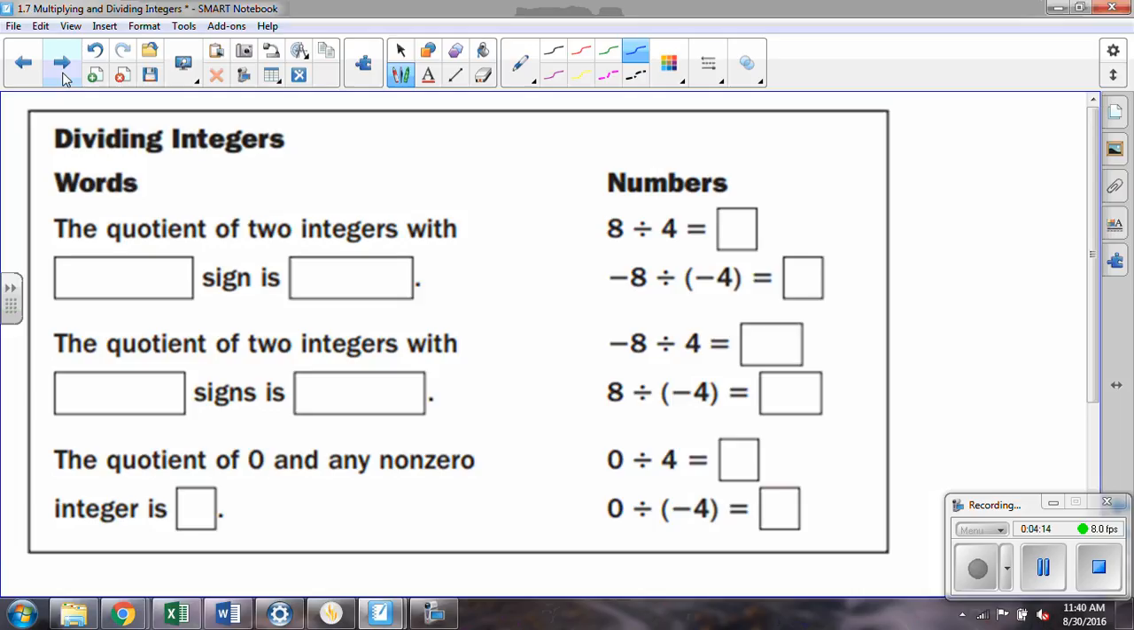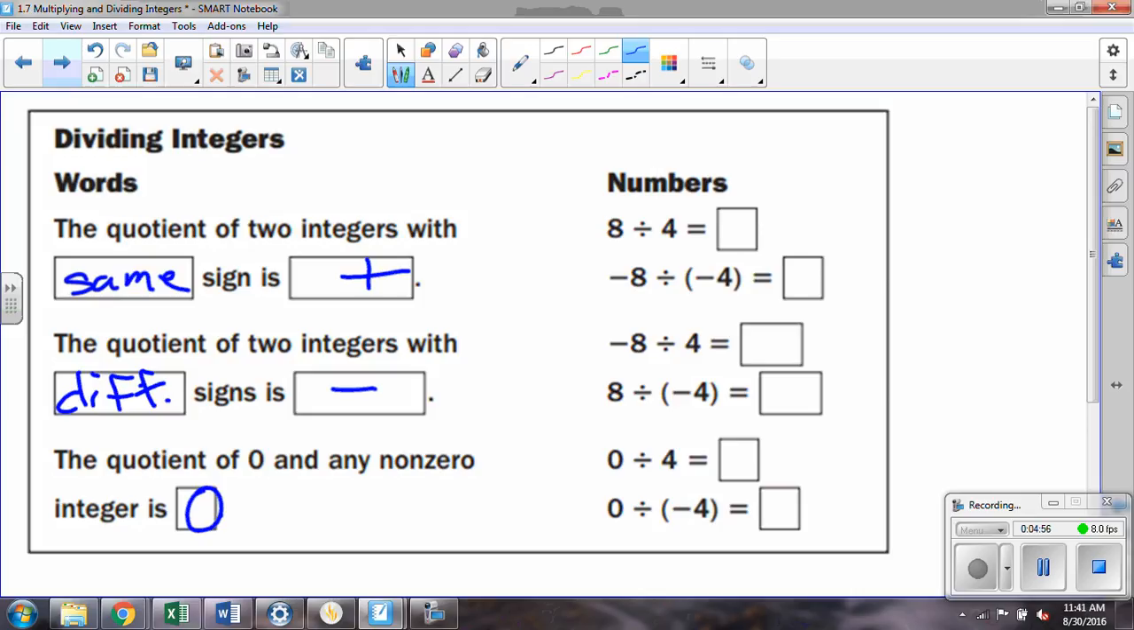The rule for dividing is absolutely identical. It is exactly the same. If the signs are the same, your answer is positive. If the signs are different, the answer is negative. And 0 divided by any integer is still going to be 0. Please notice that 0 is the front number. 0 divided by 12 will equal 0. 0 cannot be the second number, though. You can't take 12 divided by 0. That's not possible. It's not defined.